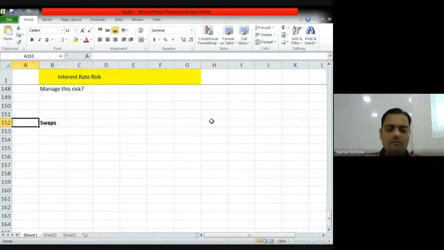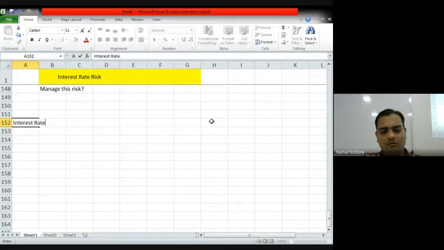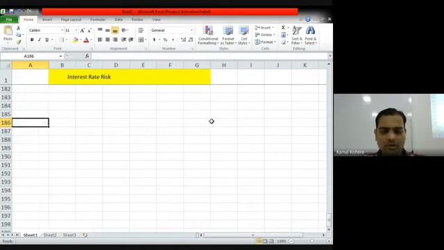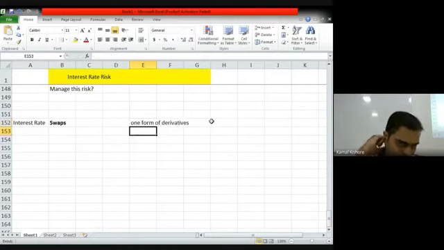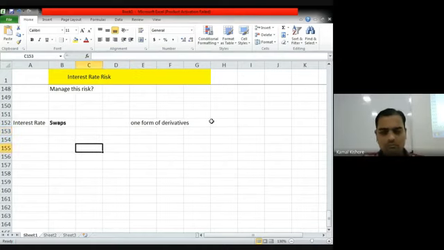We have something called interest rate swaps. This is a derivative, one form of derivatives. So what happens? Let's say I've taken a loan.